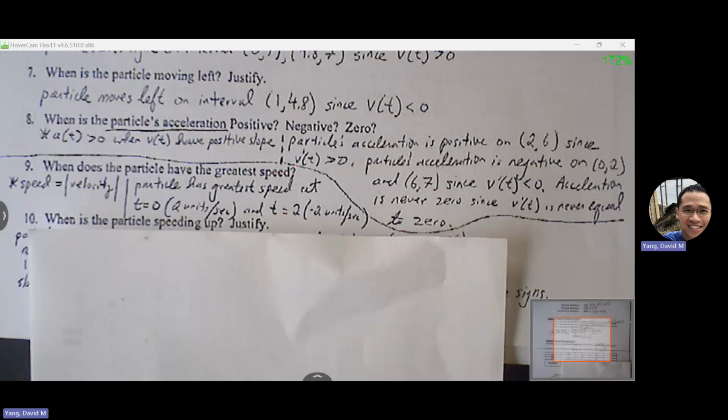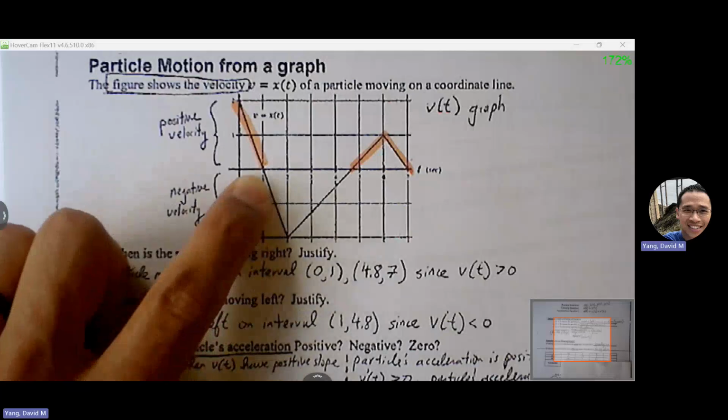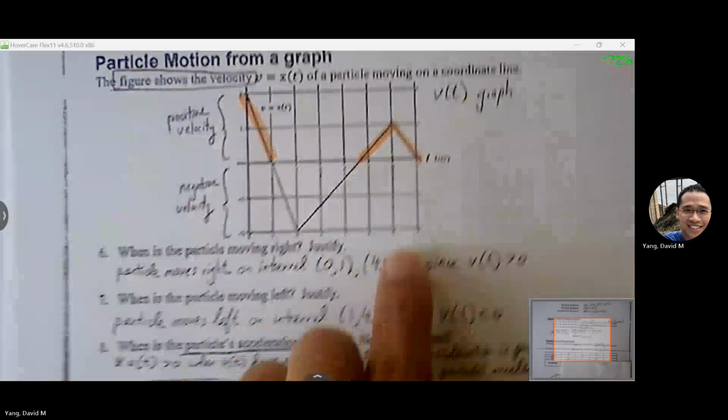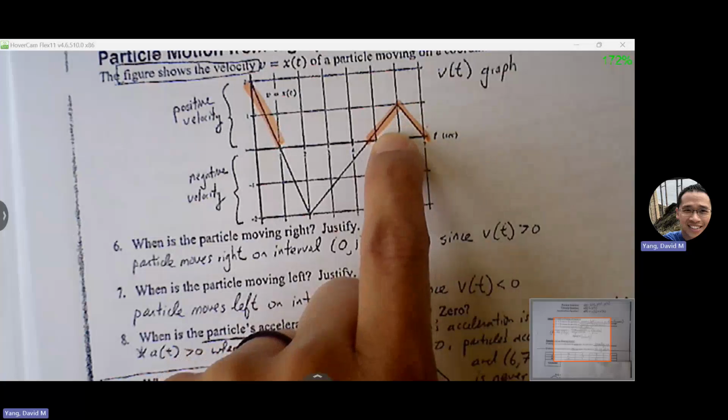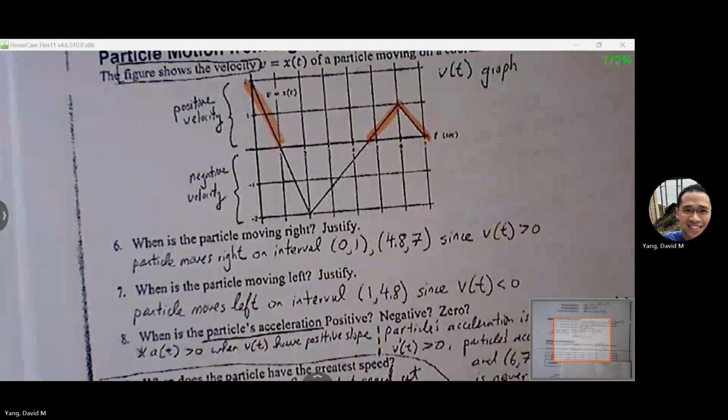When is the particle speeding up? This is when your velocity and acceleration have the same signs. So either both are positive or both are negative. So I think in this interval here, I have negative velocity and I have a negative slope. And in this interval here, I have positive velocity, above the x-axis, and then positive acceleration because of the slope.